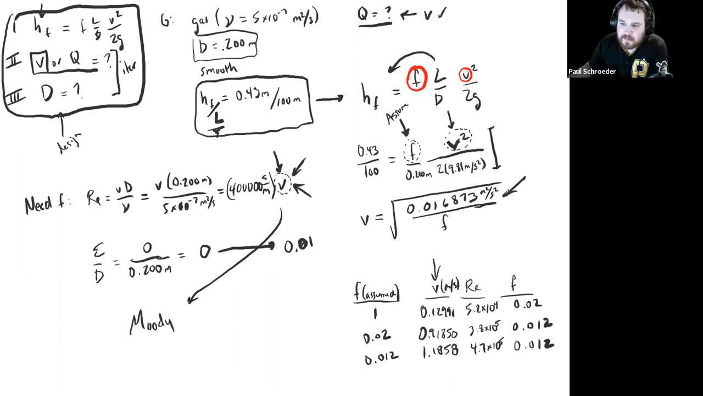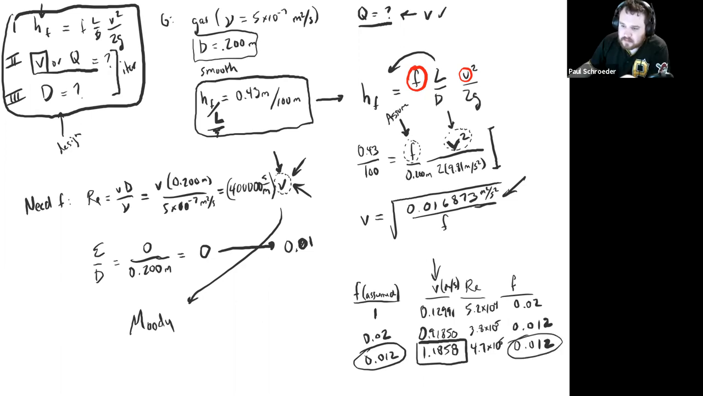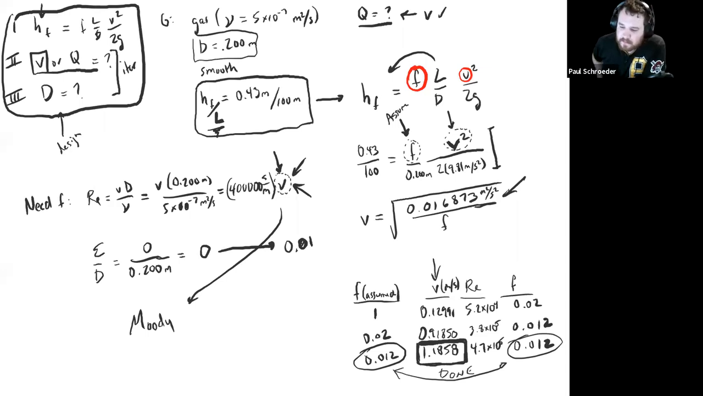So we just plug that back into our V equals square root. Once this matches this, we're done iterating. So now we're done. This number right here, this velocity, is the velocity in the pipe. So we just multiply that by pi D squared over 4.